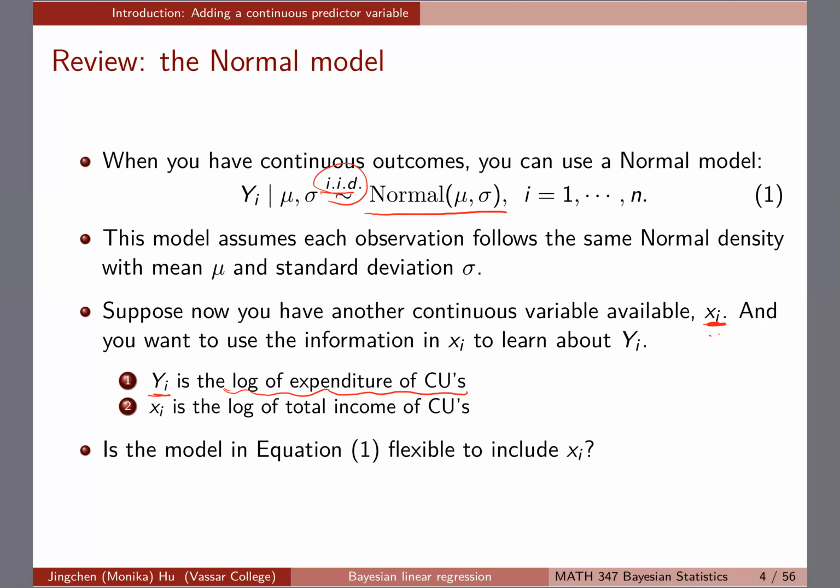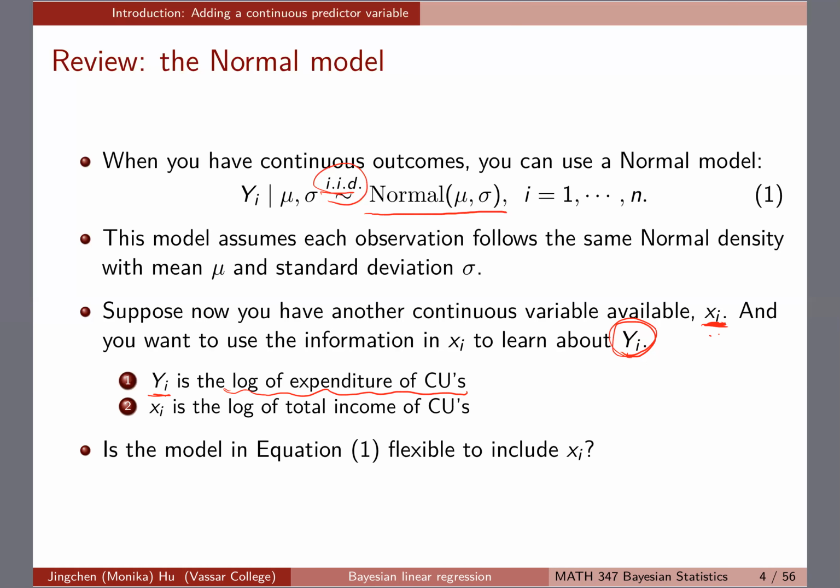It's giving the data for us, and you want to use information in xi to learn about yi. So Y, capital letter, we always use for random variable, X or small letter for known data. So yi, just to remember, is the log of expenditure. And for now, we're looking at the log of the total income as the extra information that we know about the CU. So how do you think we can add some flexibility to equation 1? How can we include the extra information about the CU, that is their log of total income, to help us learn about the log of expenditure?